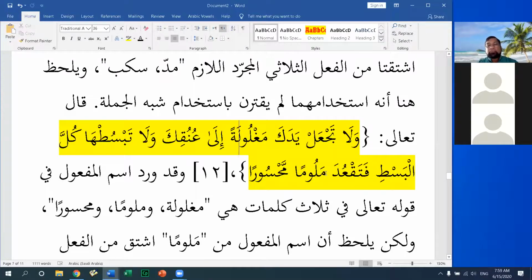ملوم from lama yalumu. And this is originally malwum, and then it was changed because of the weak vowel to malum. Mahsur from hasara, yahsuru, mahsur. Maghlul means to be tied or maghlula. Malum to be blamed, and mahsur means to be despondent, to give up hope, hopeless.